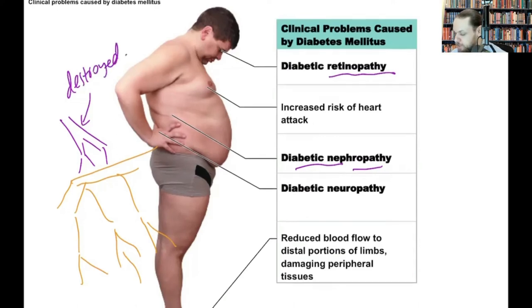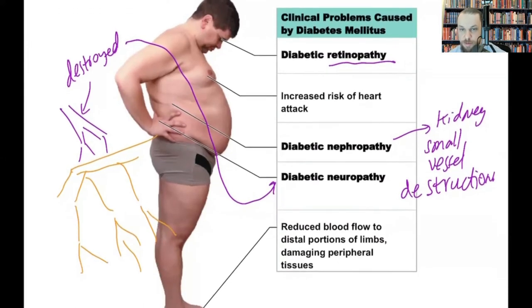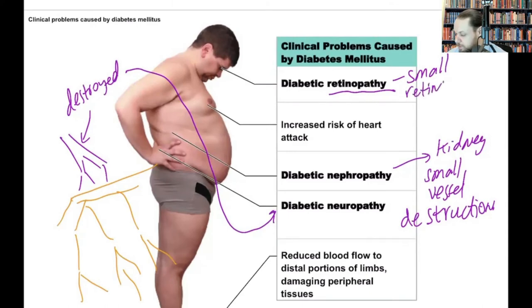And you have diabetic neuropathy. This is the diabetic neuropathy. And diabetic nephropathy is the same destruction on the kidney. Kidney, small vessel destruction. And why do you suppose this occurs? Why do you suppose the patients who have diabetes, either type 1 or type 2, suffer from diabetic retinopathy, where small vessels for the retina are being destroyed? They have diabetic nephropathy, where the small vessels in the kidneys are being destroyed. And they have diabetic neuropathy, where the small vessels supplying the nerves are being destroyed.